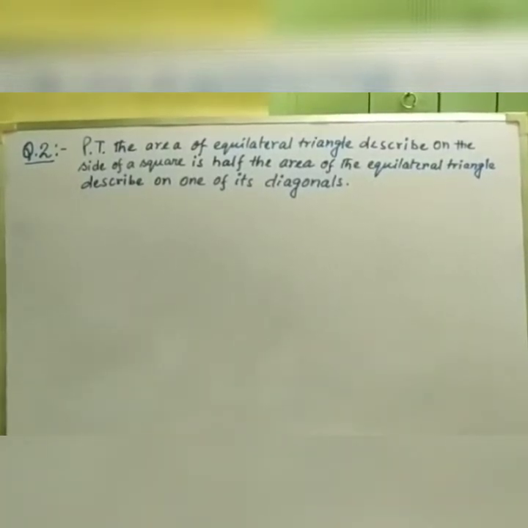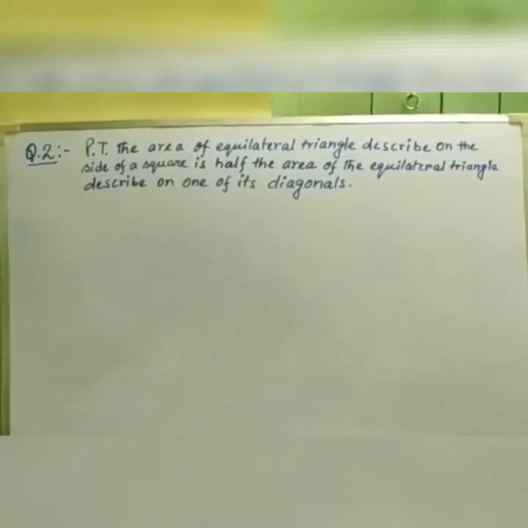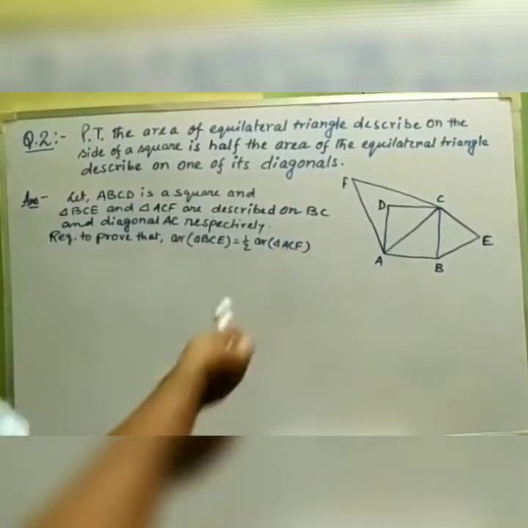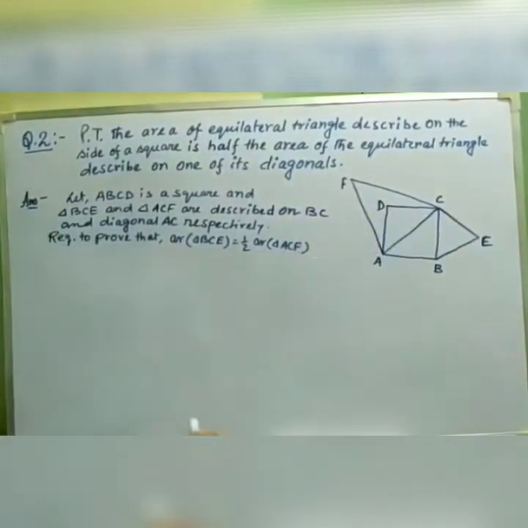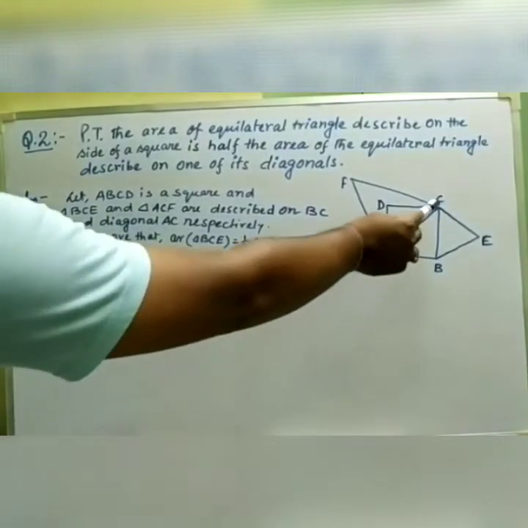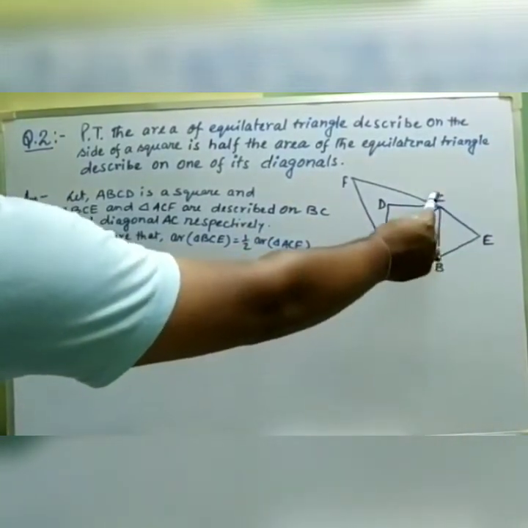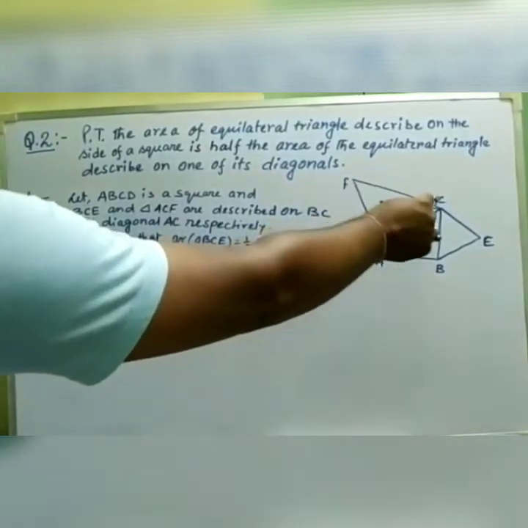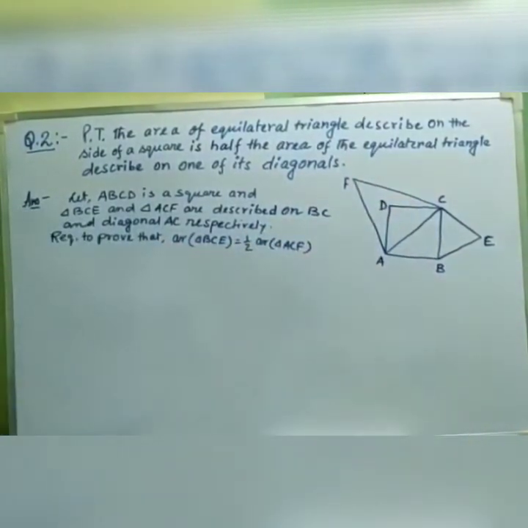Okay, so for that again we have to draw one figure, and after that we can prove it. So let's go for it. So let's see the figure. You can see the figure that ABCD is a square and equilateral triangle BCE on the side of BC, and diagonal is EC. There is also one equilateral triangle, that is ACF.